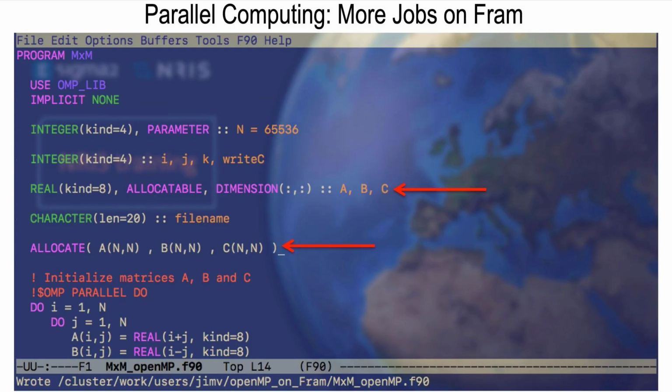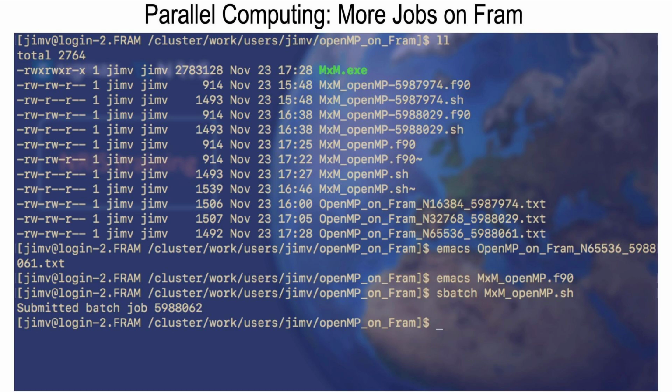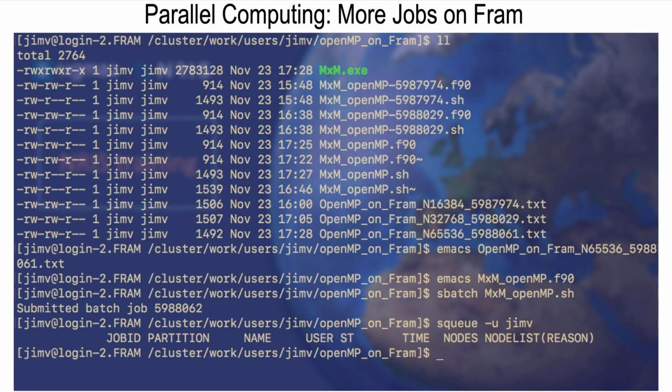We will try using allocatable matrices and allocate them at the start of the program. After making this change, we can resubmit the job script to the Slurm queue system. The job ID becomes 5988062. Checking with the sq command, we find that the job has already finished. This indicates that something is still not working, as the job should have had a much longer wall time.